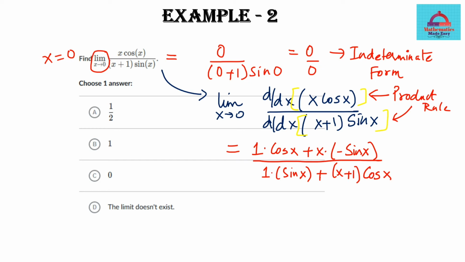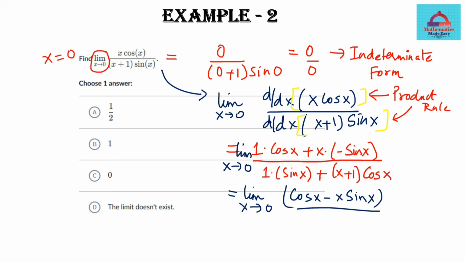Now don't forget the limit here. The limit will be the same, because by L'Hopital's rule, both these limits, the one which is asked and the one which you've got after differentiating, are going to be equal. So let's simplify this a little bit more before we do the substitution. So this is going to be cos x minus x sin x in the numerator. In the denominator, you will have sin x plus x plus 1 times cos x.